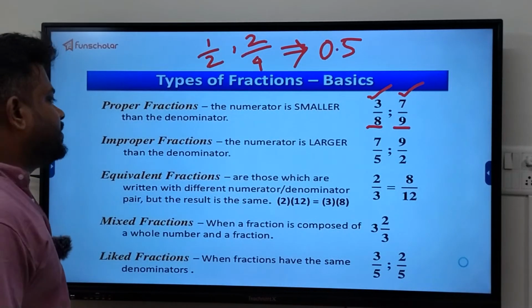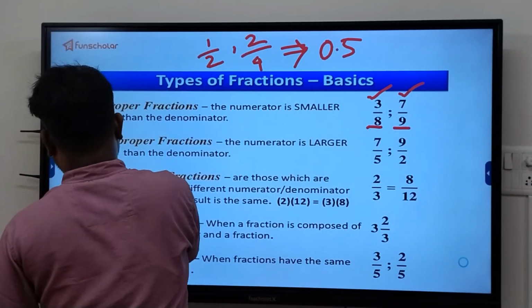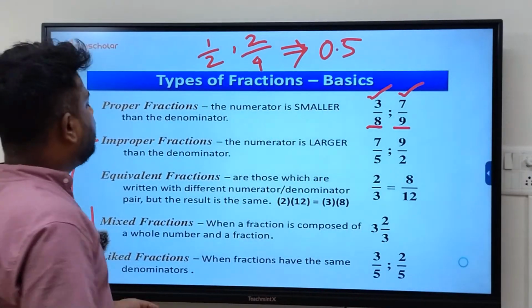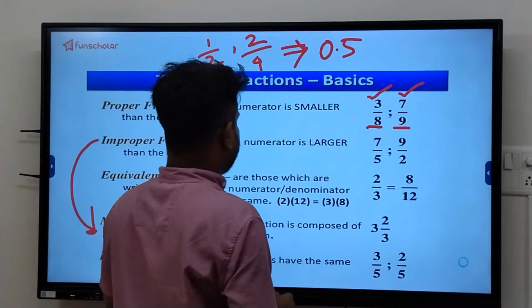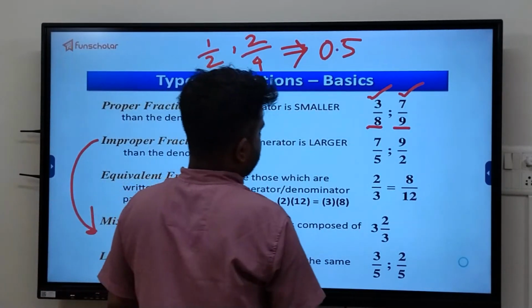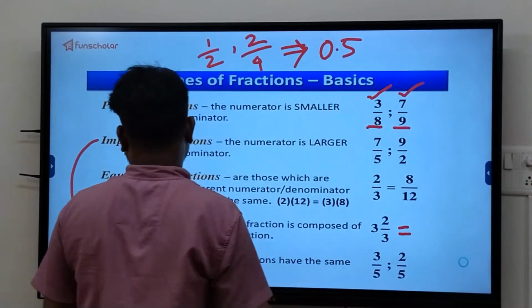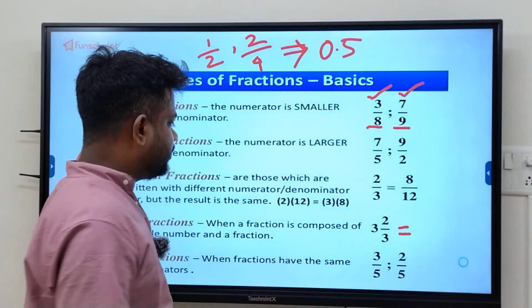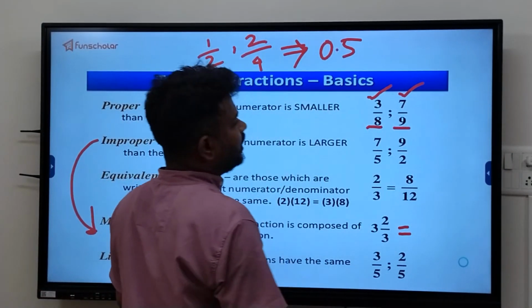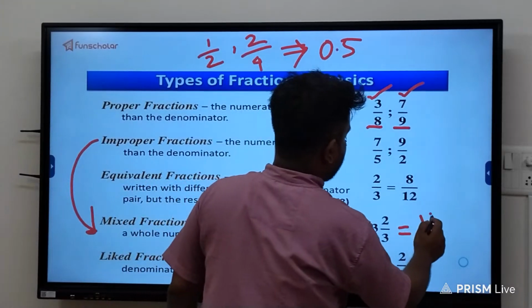Then comes the mixed fraction. The improper fraction and mixed fraction have a connection. All improper fractions can be turned into a mixed fraction, just like this. And all mixed fractions can be turned into an improper fraction. Just 3 whole 2 by 3 can be turned into 11 by 3.